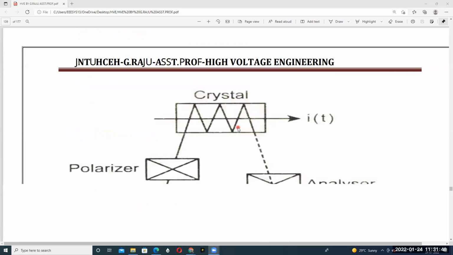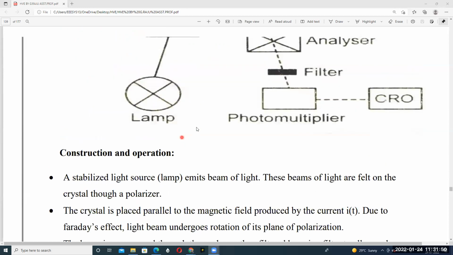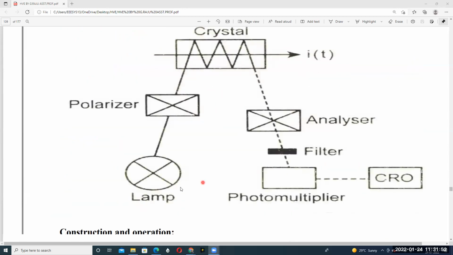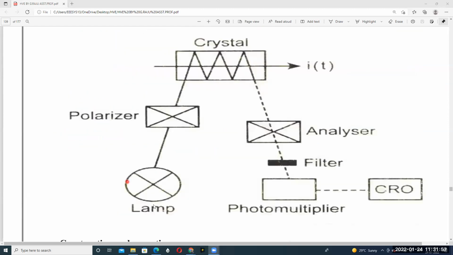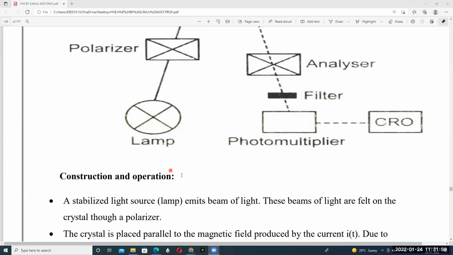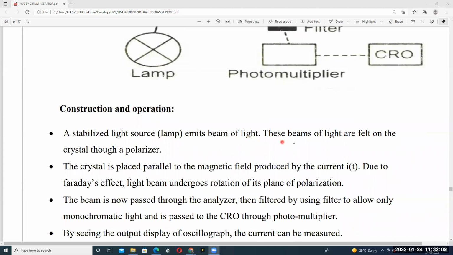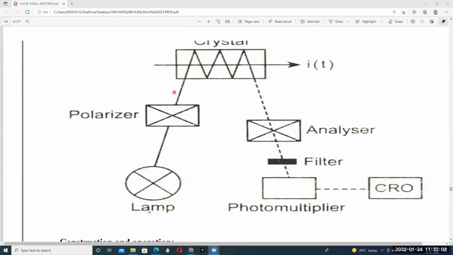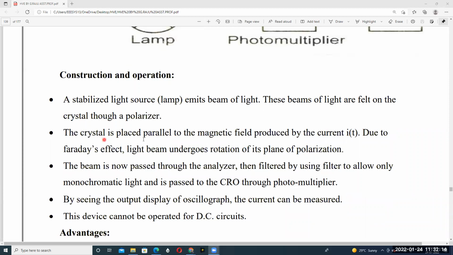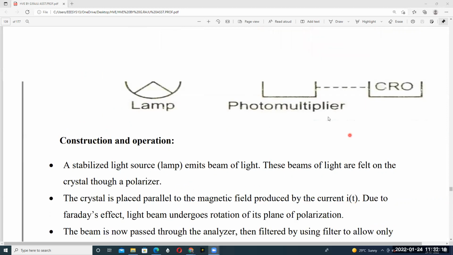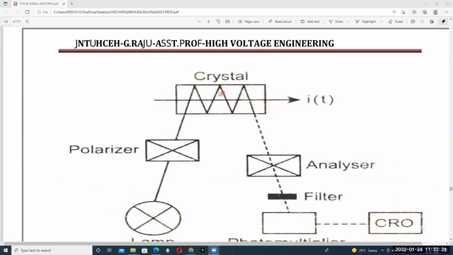Now the construction and operation. A stabilized light source, a lamp, emits a beam of light. This light beam falls on the crystal through a polarizer. The crystal is placed parallel to the magnetic field produced by a current I of t.